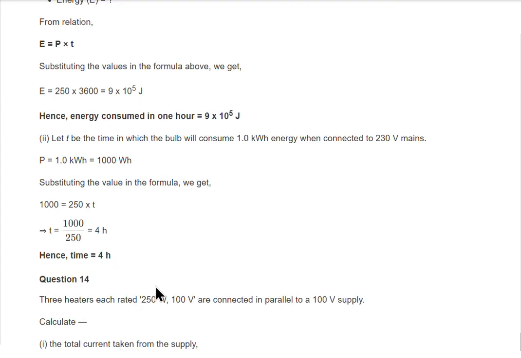Okay, now in the second case the energy is given, 1 kilowatt hour. That means 1000 watt hour. Then substituting in the formula, power is given, energy is also given, time we can find out. Since energy is in watt hour and power is in watt, the time will also be in hour. So here we will get the time as 4 hours after cancellation.